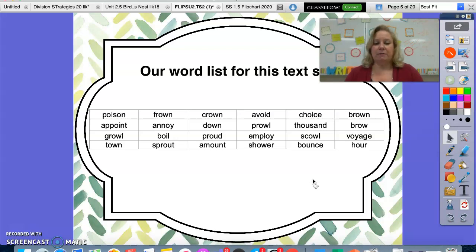Poison, frown, crown, avoid, choice, brown, appoint, annoy, down, prowl, thousand, brow, growl, boil, proud, employ, scowl, voyage, town, sprout, amount, shower, bounce, hour.